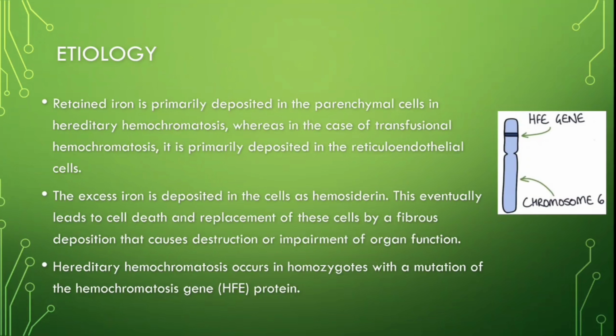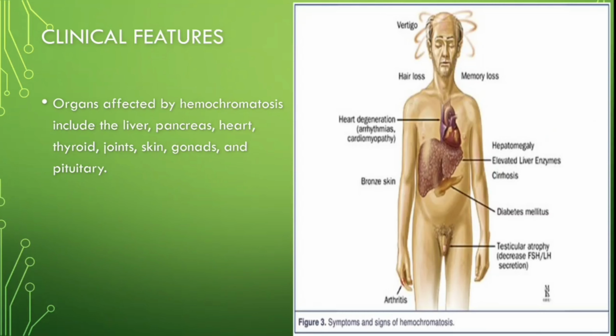So basically what they think causes the damage is hemosiderin, okay? Hemosiderin is what leads to cell death, and with this cell death, there is replacement of the cells by fibrous deposition. So when there is this fibrous deposition, that's what leads to organ dysfunction.